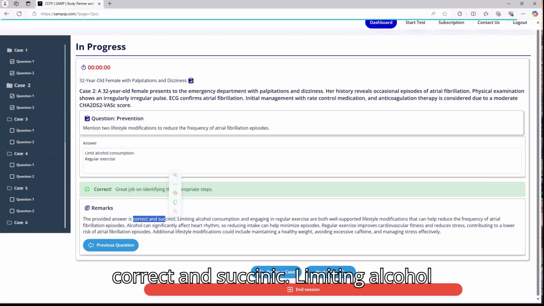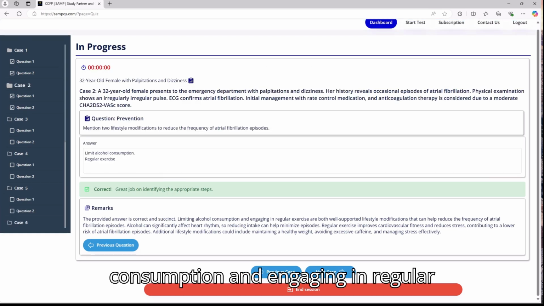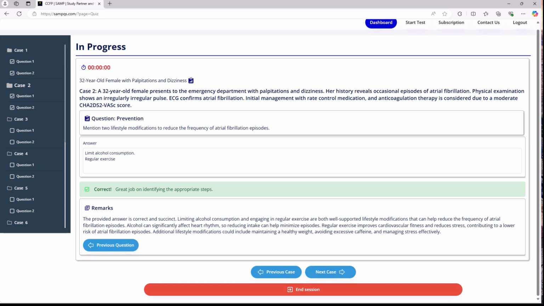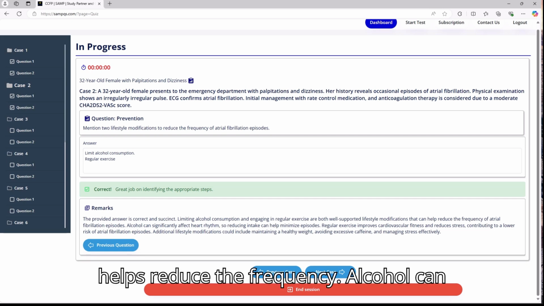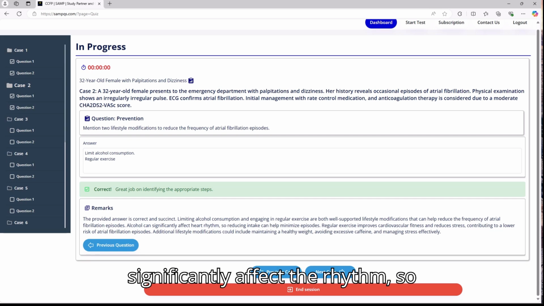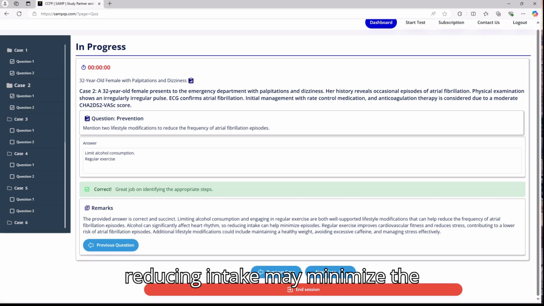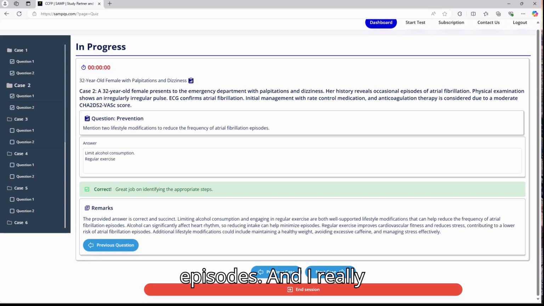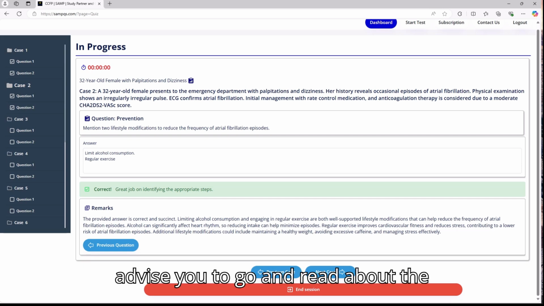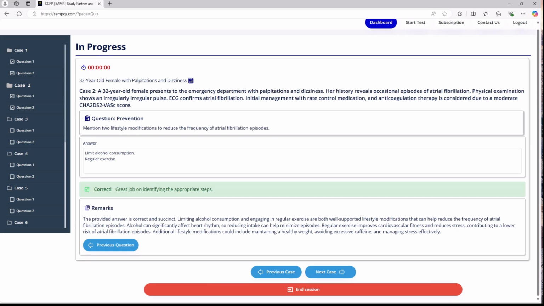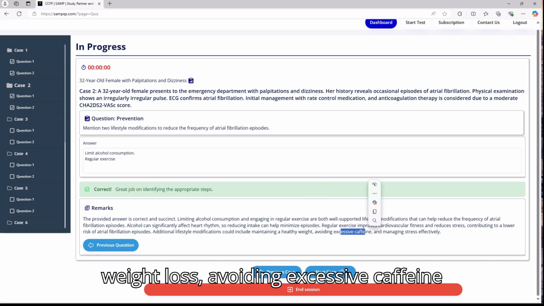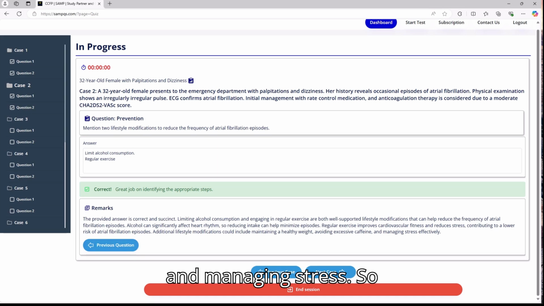The provided answer is correct and succinct. Limiting alcohol consumption, engaging in regular exercise help reduce the frequency. Alcohol can significantly affect the rhythm, so reducing intake may minimize the episodes. And I really advise you to go and read about the CFP journal regarding this. Additional lifestyle modifications: weight loss, avoiding excessive caffeine, and managing stress.